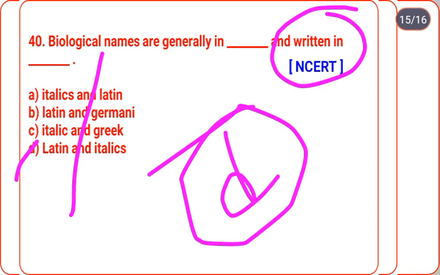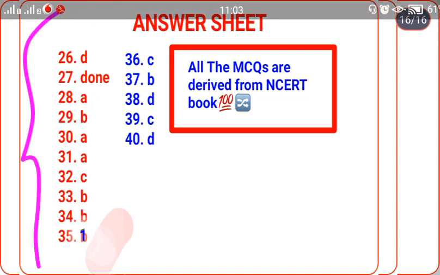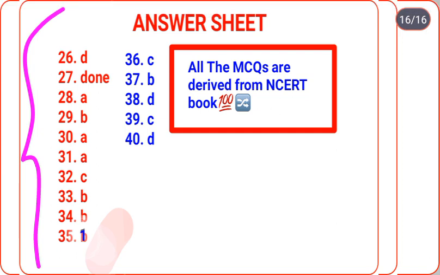Okay, next we will see our answer sheet. Okay, amazing session we have discussed now. Questions 26 to 40, that means 15 questions, exactly from the NCERT book, and later we will discuss more and more questions. See, all the MCQs are derived from the NCERT book 100%. Yes, obviously correct, and our aim is this.